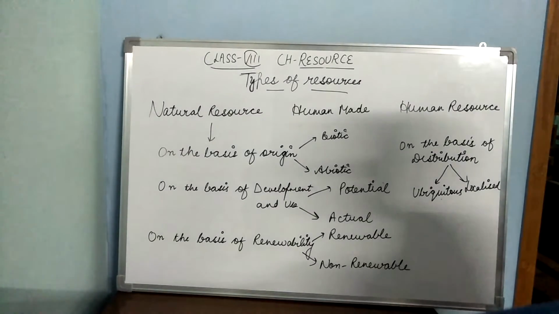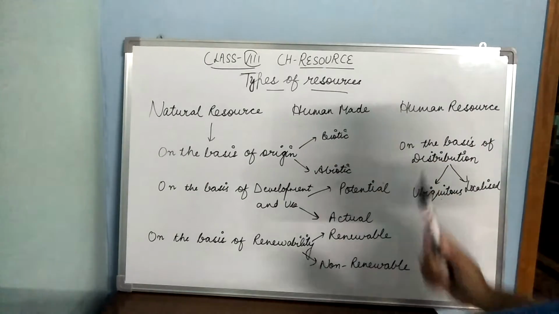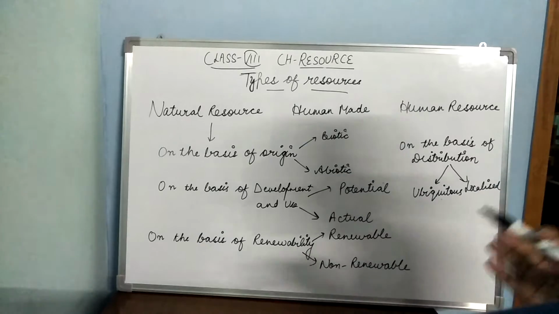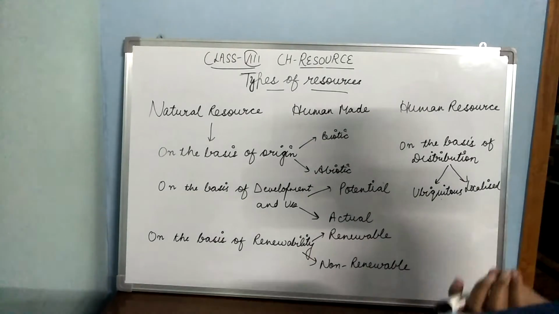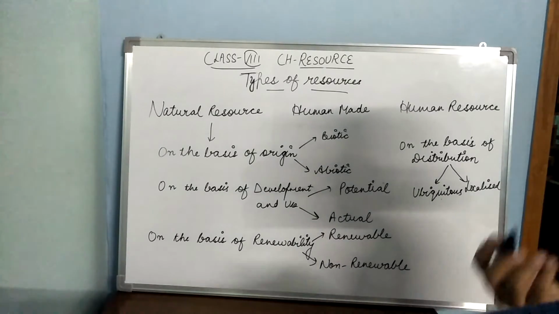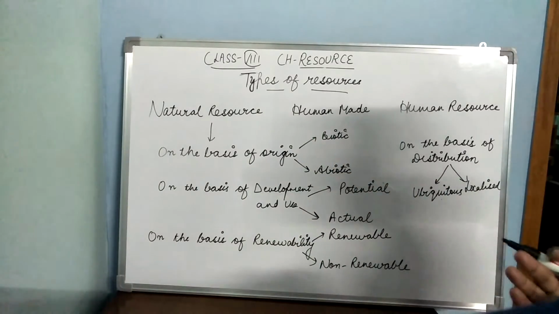Types of resources: natural resource, human-made resource, human resource. So first we will study natural resource. Natural resources are obtained from land, air, water, animals: the air we breathe, the water in the rivers, lakes. Many of these resources are free gifts of nature. Natural resources are classified into different groups.